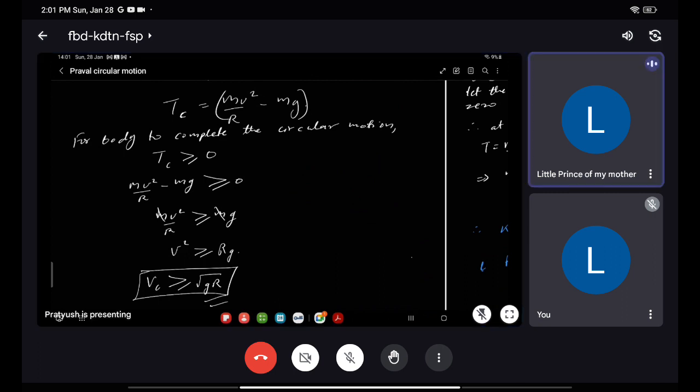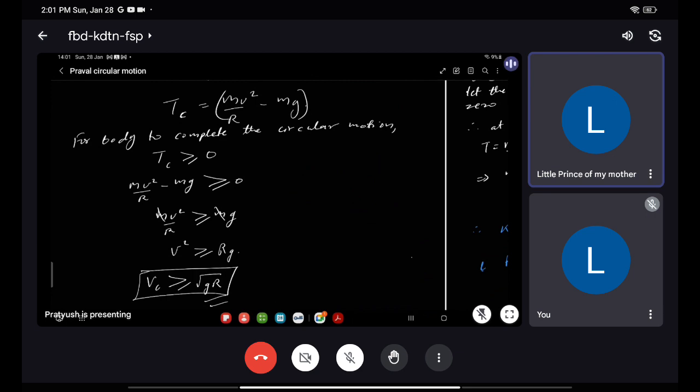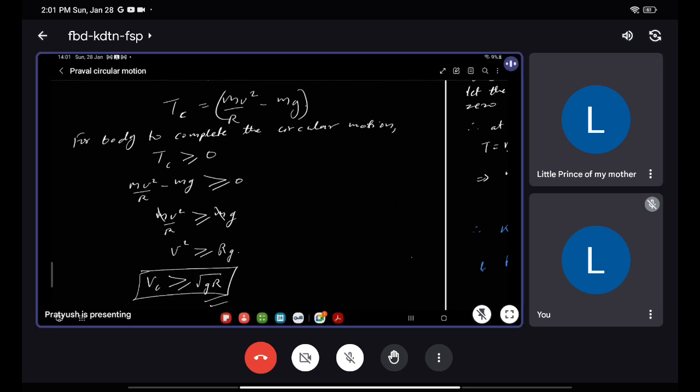So, at other points, tension will be 0, no, sir? No. At no other point is tension 0. mv square by r is there, is it not? Yes, sir. Pseudo force is there. So when pseudo force is there, tension will never be zero. And pseudo force will always be there because it is moving in circular motion.